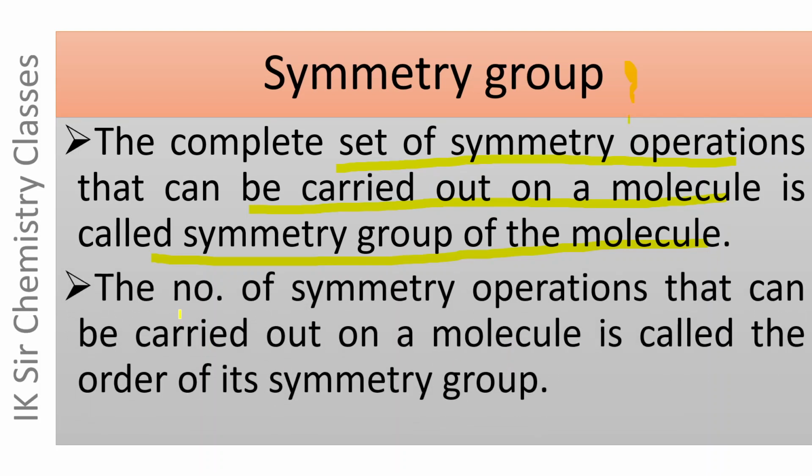And the number of symmetry operations that can be carried out on a molecule is called the order of its symmetry group. If four symmetry operations can be carried out on a molecule, the order of its symmetry group will be 4.